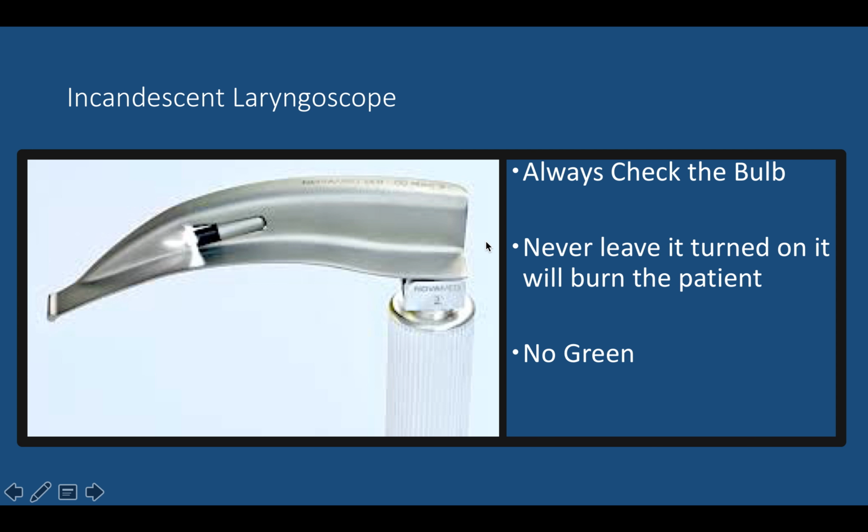This would be a conventional incandescent laryngoscope where the light source is inside the blade, and inside the handle are batteries. No light source. Notice there is no green on either one of these here. Never leave it on, as the bulb will get very hot and can burn the mucosa of the infant. And finally, when using one of these, always check the bulb. Make sure it's screwed in tightly and illuminates.